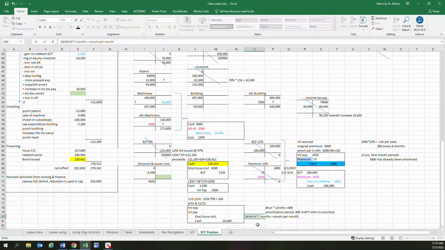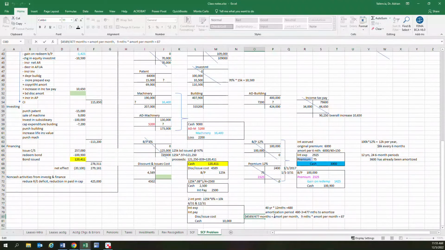Now, that amount I'm going to take 9 months for the first year because the bond was outstanding 9 months. 9 months times that amortization amount. I don't know what it is, I didn't figure it out. Amortization per month. I'm writing it the same, so you see it's the same stuff. And then the computation gives me $87.